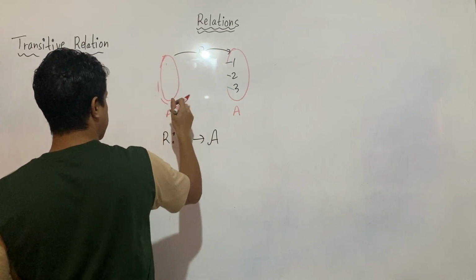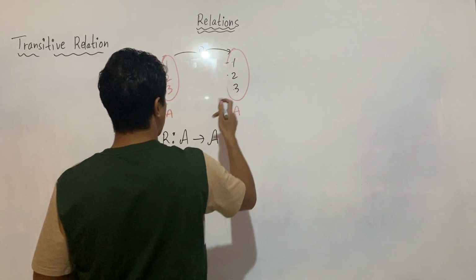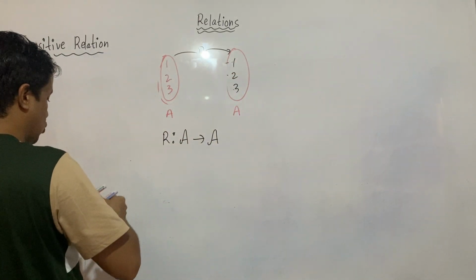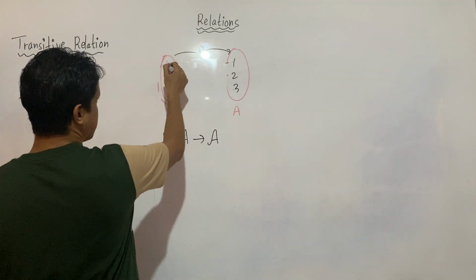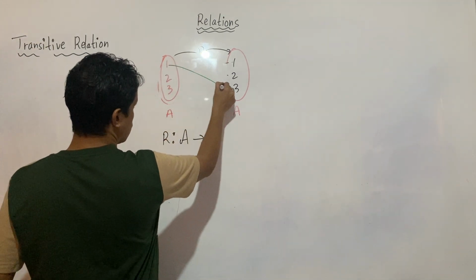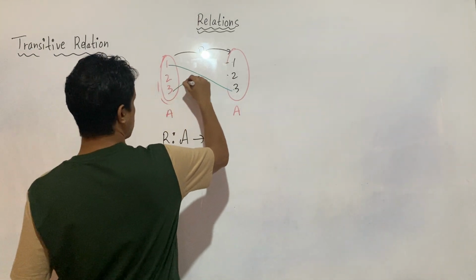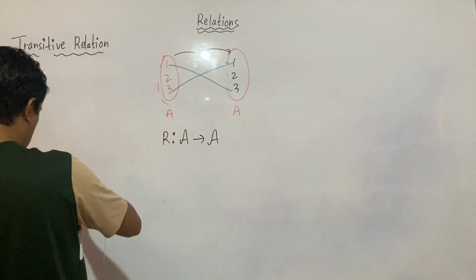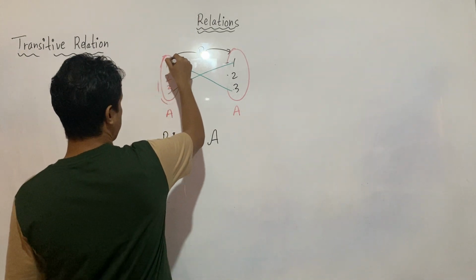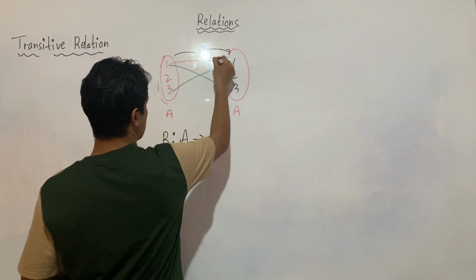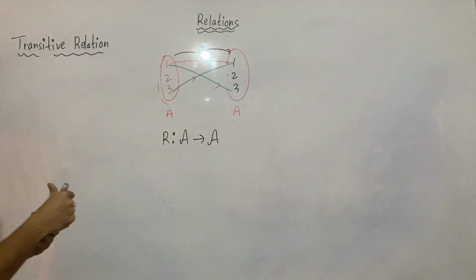Okay, this is set A: 1, 2, 3. Here it says that if 1 is related to 3, and 3 is related to 1, then 1 must be related to 1. Okay, so this is what it says.